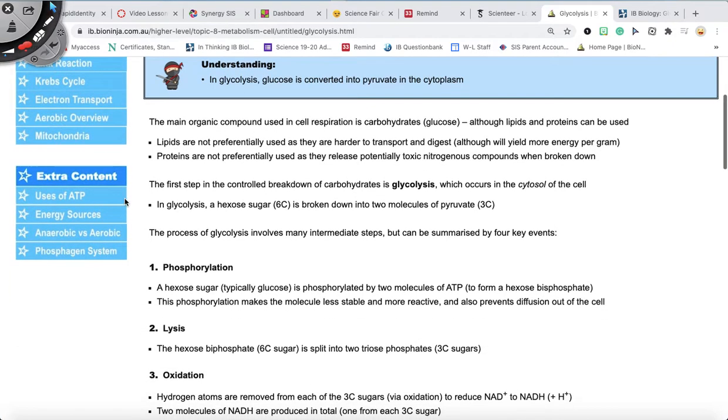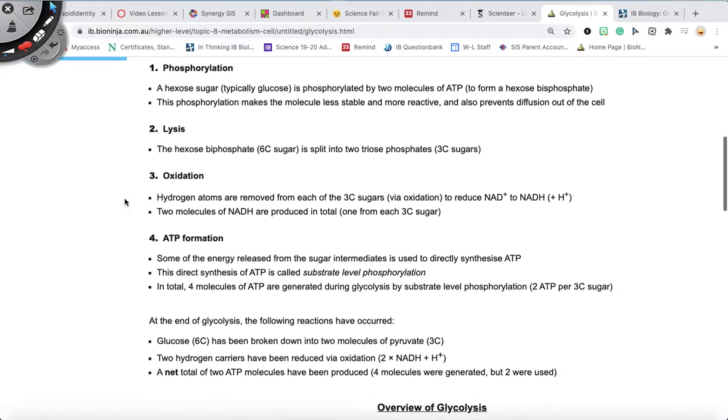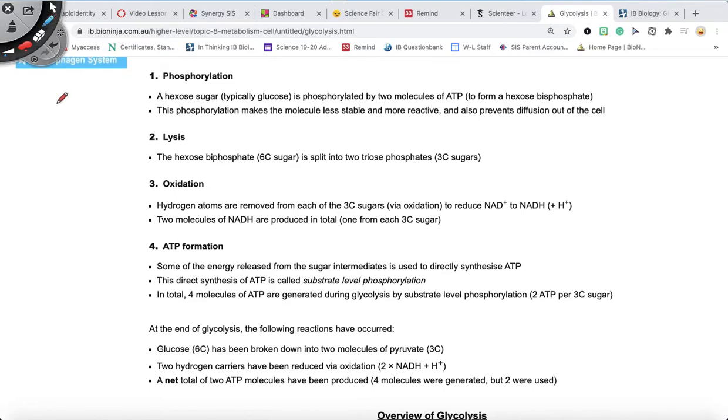So let me move this down, and here are the 4 key events of glycolysis. So glycolysis has a process known as phosphorylation, lysis, oxidation, and ATP formation. So what happens in phosphorylation? So in phosphorylation, you're going to take a hexose sugar, which is glucose, and you're going to phosphorylate it. And remember that when you phosphorylate something, you add a phosphate group. So when you phosphorylate the hexose sugar by 2 molecules of ATP, you're going to form a hexose biphosphate.